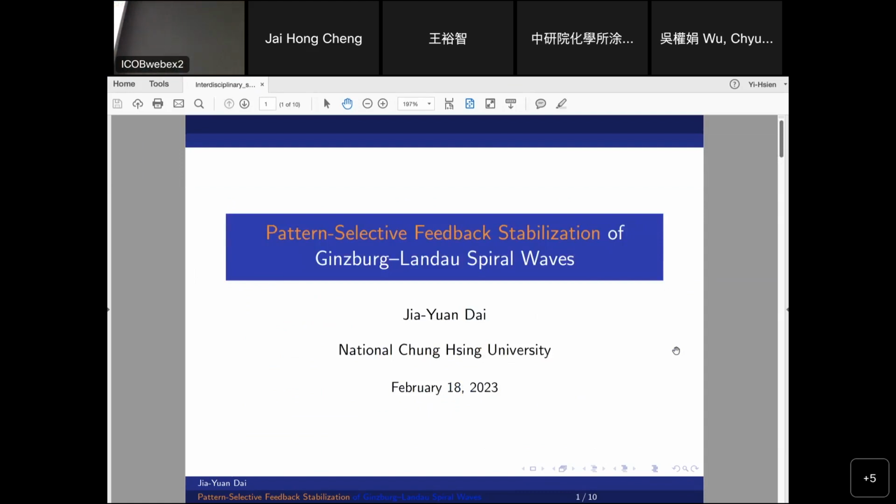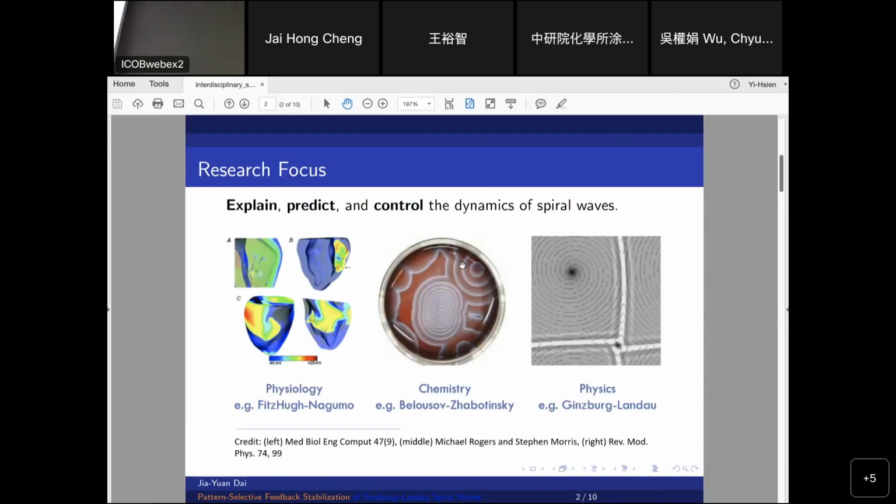Today I won't show you many experiments, but I will bring some new ideas, and I hope that these ideas can help to bridge our disciplines. In my talk, there are indeed two keywords: spiral wave and pattern selective feedback stabilization. But I will highlight more about this methodology, pattern selective feedback stabilization, and the spiral wave is just an application. Before the methodology, I want to explain why I study spiral wave.